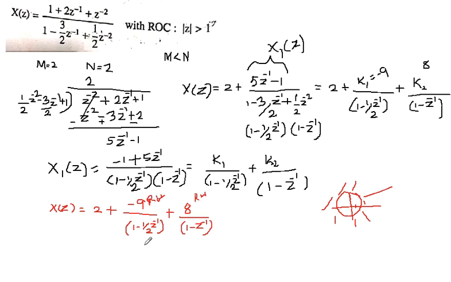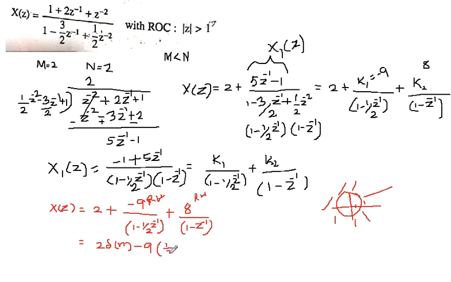So for right-handed sequences, we need to just write this one as 2, and instead of writing this as 2 we can write delta of n with this, and minus 9 as it is, and 1 divided by 1 minus 1 by 2 z raised to minus 1, inverse Z transform has to be.